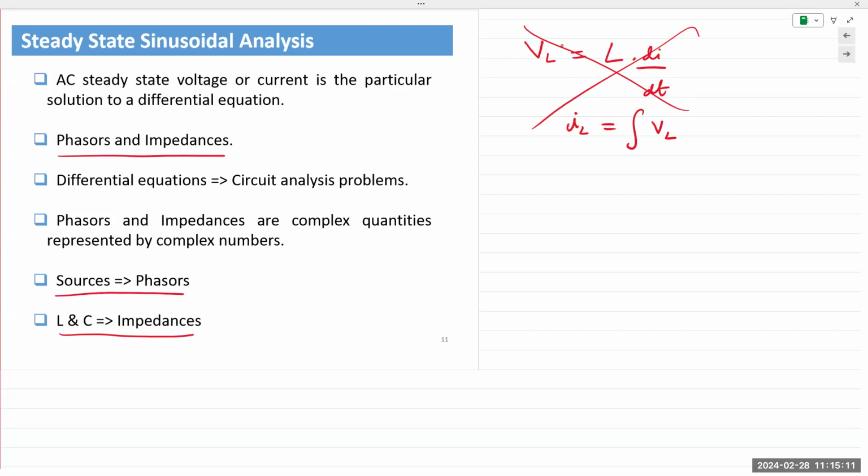Okay, these are complex quantities represented using complex numbers. Sources are represented as phasors, and inductors and capacitors are represented with impedances. Resistors, as a reminder again, function the same for AC as they do for DC. So they do not change. All right. So the next two slides, we look at what phasors are and what impedances are.